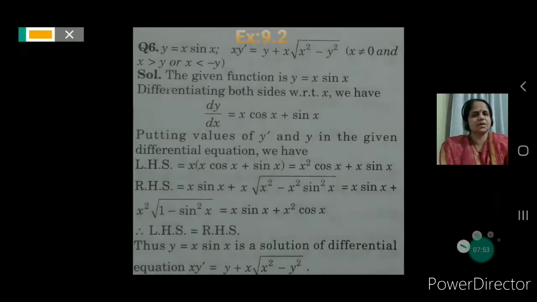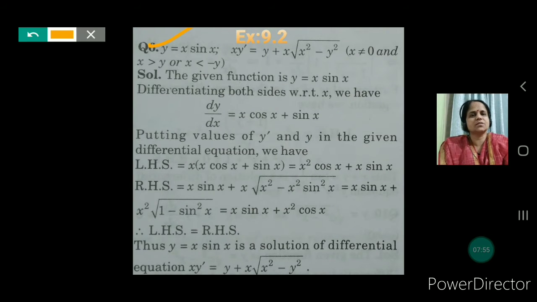Now, question number 6. Here, y is equal to x sin x, and the differential equation is given as xy dash is equal to y plus x under root x square minus y square. So first of all, differentiating both sides with respect to x, here you will get dy upon dx, and here apply the product rule. So first x as it is, derivative of sin x is cos x, then take plus sign. Now sin x as it is and derivative of x is 1.